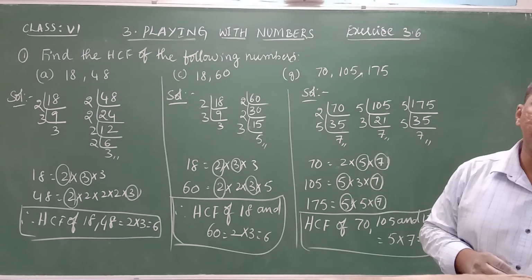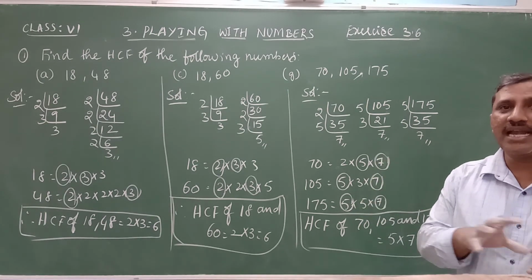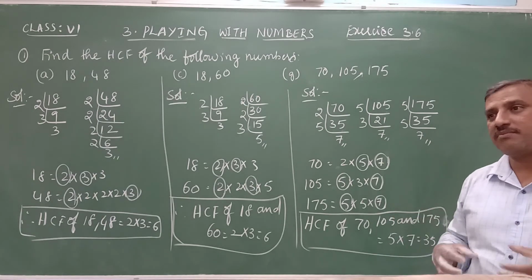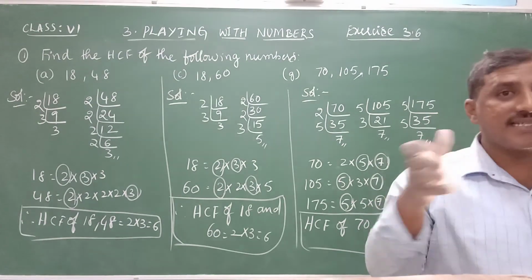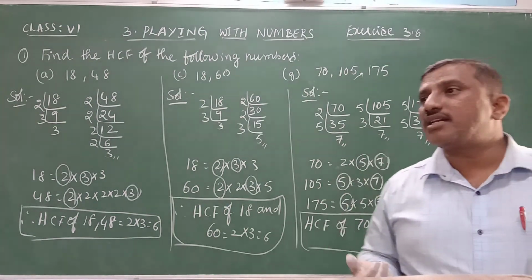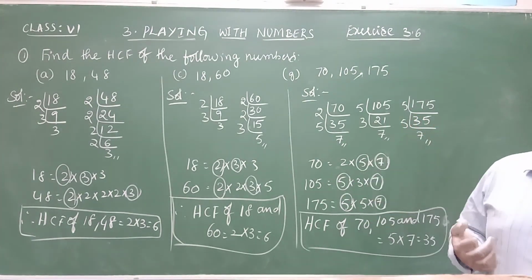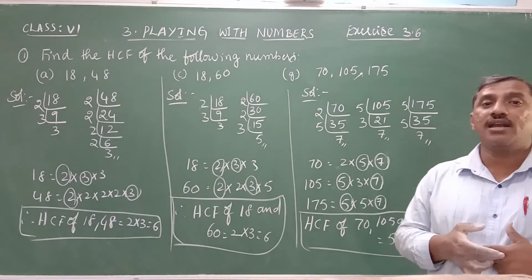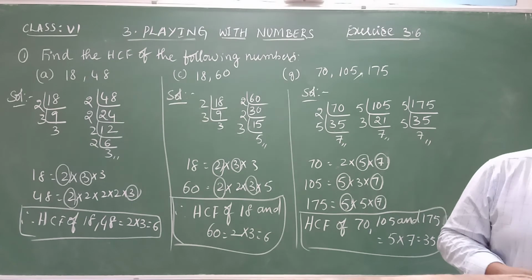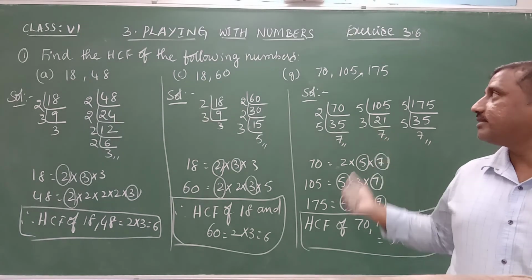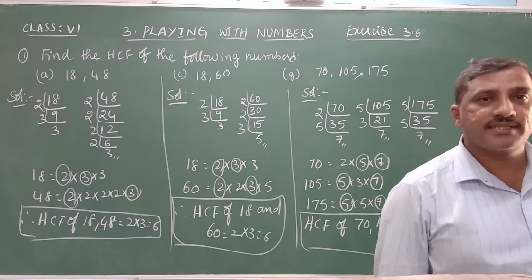Before, we have studied one more method, that is by writing all the factors of the numbers and identifying the common factors. From that, identifying the highest common factor. The third method also we have, it is the long division method, which is not there in our syllabus. Clear, children, how to find the HCF of the given numbers?